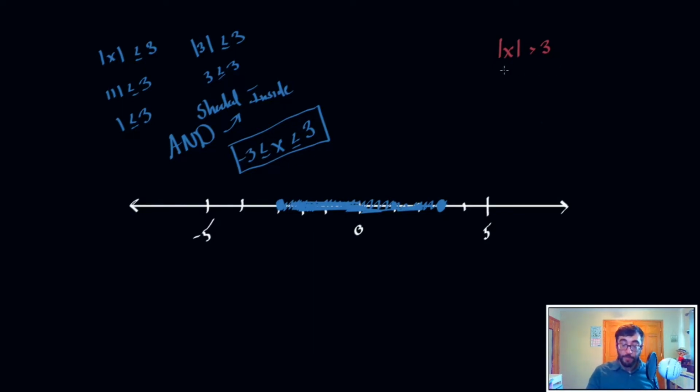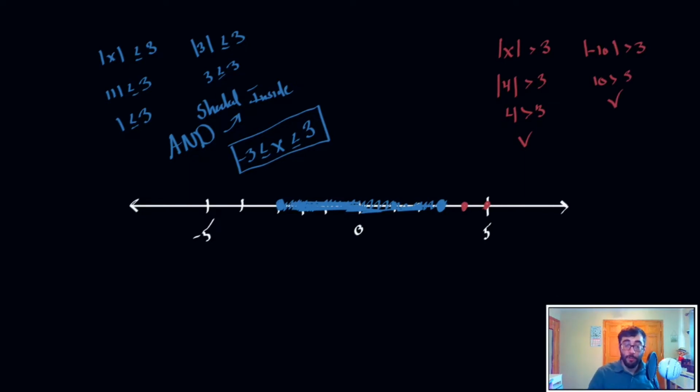Well, we can once again just plug in numbers. If I plugged in 4, the absolute value of 4 is greater than 3. That gets me 4 is greater than 3, which checks out, so that would be a solution. 5 would also be a solution. If I plugged in negative 10, is the absolute value of negative 10 greater than 3? The absolute value of negative 10 is 10, so that works out. So negative 10 would be a solution.